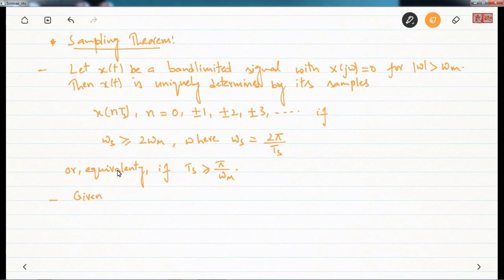The main part of the theorem says that if you have a continuous time signal x of t band limited to omega m, then you can uniquely represent that signal as a sampled signal if you take the samples at a sampling frequency omega s, which is greater than or equal to 2 omega m, or with a sampling period Ts, which is greater than or equal to pi by omega m. But now, given these samples, how do you reconstruct the original signal? So that we are stating it now.